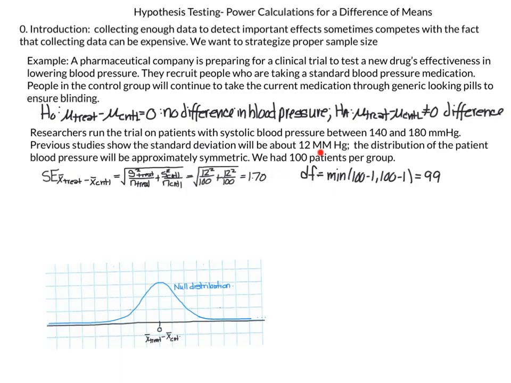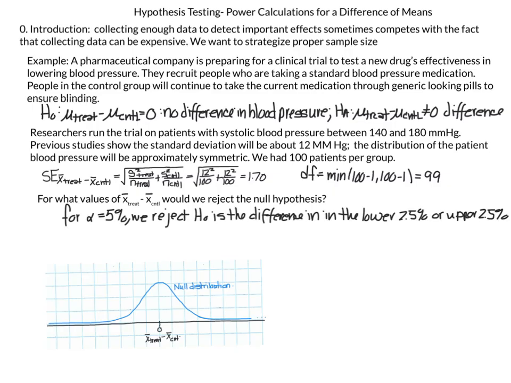Here's my standard error. Here's my degrees of freedom. I have a null distribution. And first we need to determine for what values of the sample mean treatment group minus sample mean control group would we reject the null hypothesis. And so for alpha equals 5%, we reject the null hypothesis if the difference is in the lower 2.5% or upper 2.5%. Remember, for alpha equals 5%, that means we're wanting 95% of our data surrounding our mean, which means we have 5% on the two tails. So 2.5% in the lower tail, 2.5% in the upper tail.